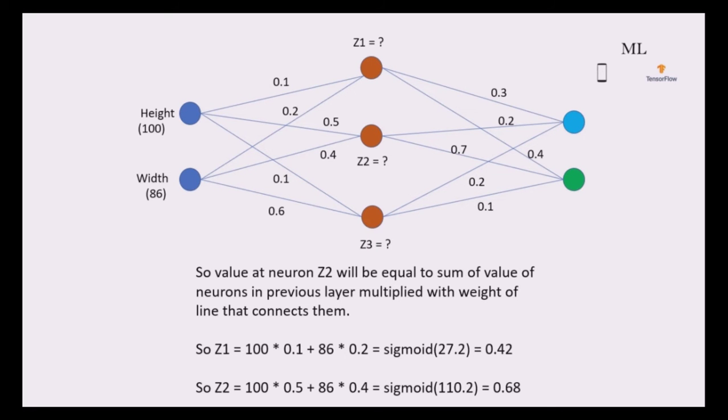So now we need to find the value of neuron Z2, which will be found using the same formula. So multiply the value of the neuron in the previous layer, which is 100, with the weight, and then add the value of the other neuron multiplied with the weight 0.4, and then add them and take sigmoid. So the resultant value is 0.68.